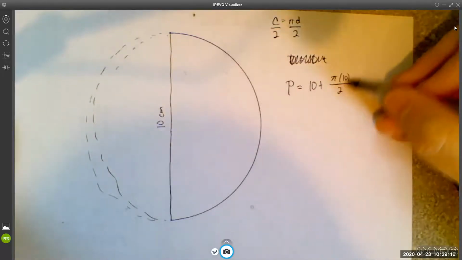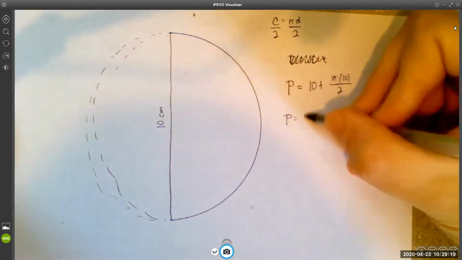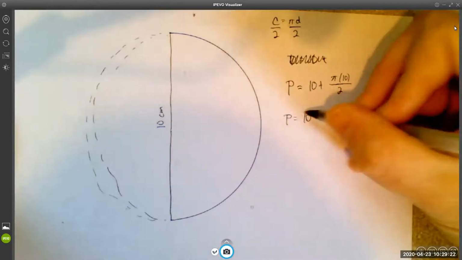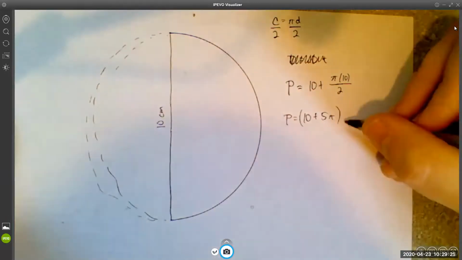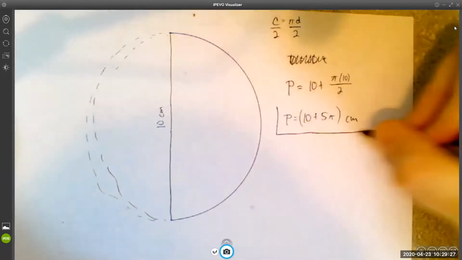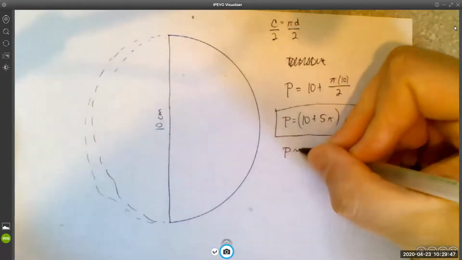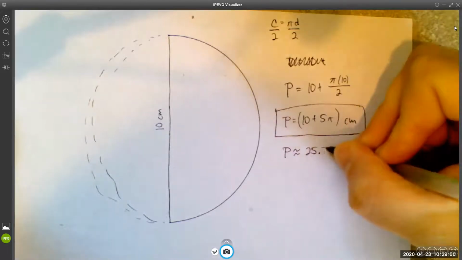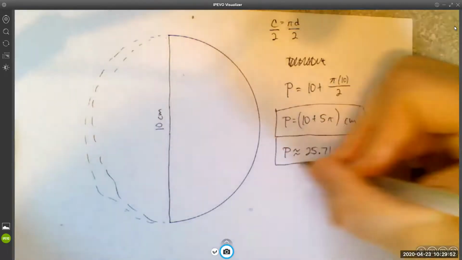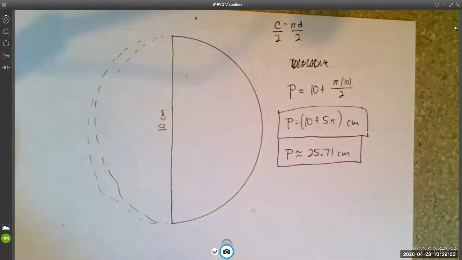And you can simplify, right? 10 divided by 2 is 5. So the perimeter is going to be 10 plus 5 pi. That's our exact answer, right? So it's 10 plus 5 pi centimeters. That's the perimeter of that particular shape. Let's see about how much that is. So 10 plus 5 pi is about, again I'll go to 2 decimal places, 25.71. Okay, and that's that one.